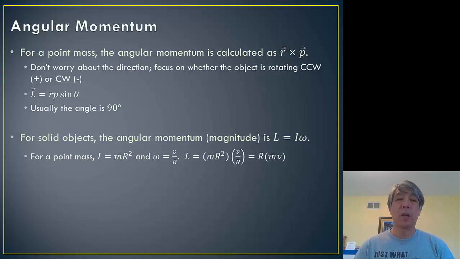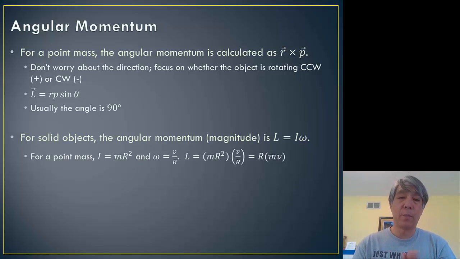Formula-wise, we're pretty much going to talk about it as simply the angular momentum L equal to r times p times the sine of theta. Usually that angle is going to be 90 degrees, but pay attention just in case. For solid objects, the angular momentum is given by I omega, at least the magnitude of it. Again, if omega is counterclockwise, it's positive. If omega is clockwise, it'll be negative.